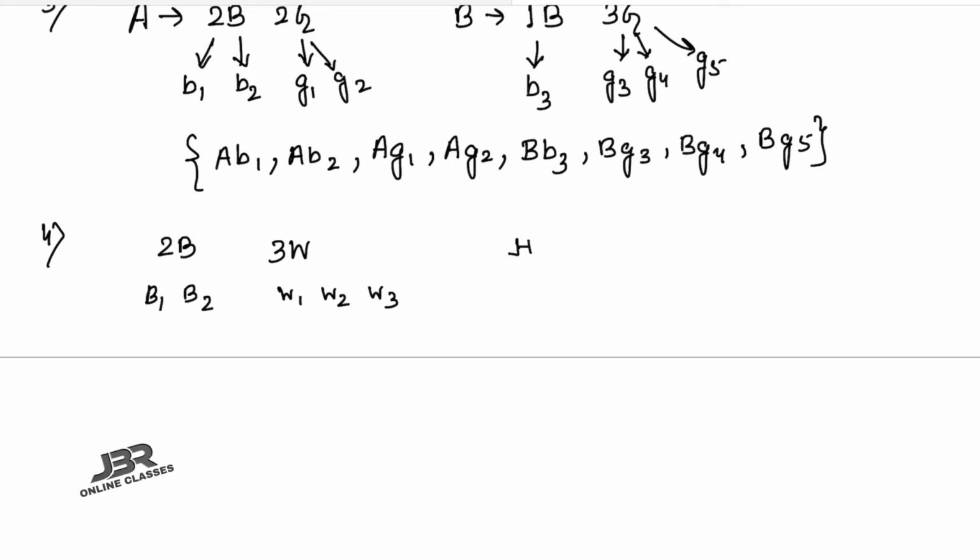So according to the problem, if it shows head, then we draw a ball from the bag. So for this one, HB1, HB2, HW1, then HW2, then HW3. After that, again, if it shows tail, we toss the coin again. So then it will be tail, then after we toss the coin again, it will be either head or tail. So these are the sample space.